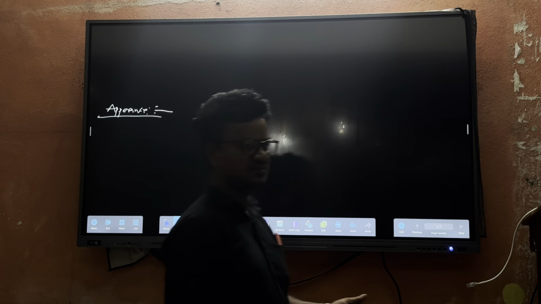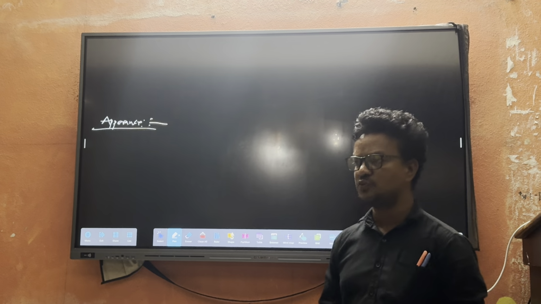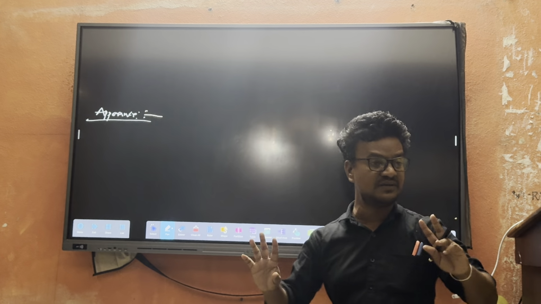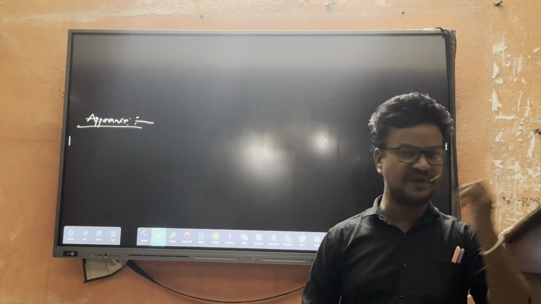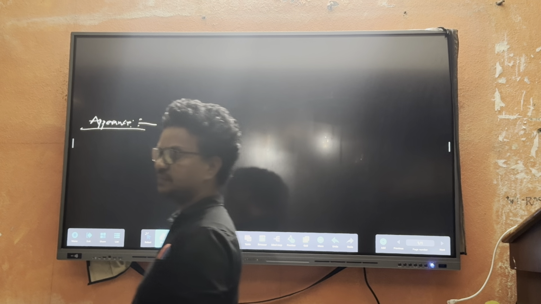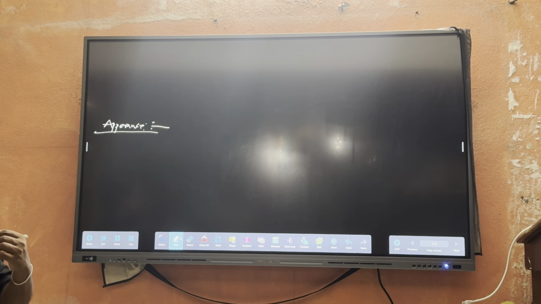In the world, no two different objects have the same shape and size. The appearance is also different. That's why the first major difference of matter, the first property of matter, is appearance. Some are black in color, some are white, brown. The shape is also different.